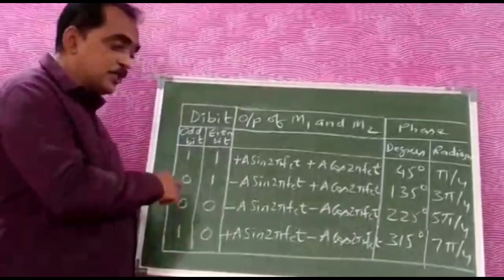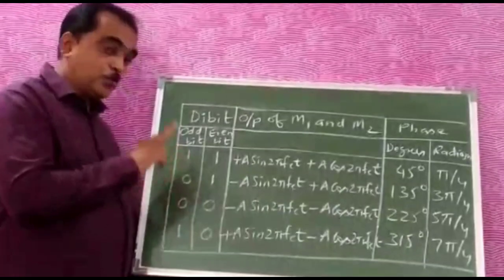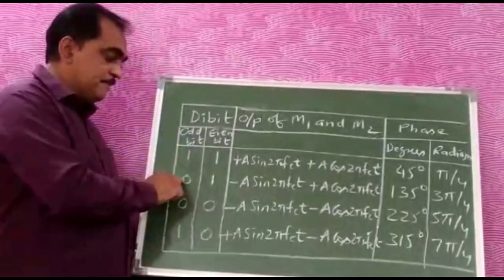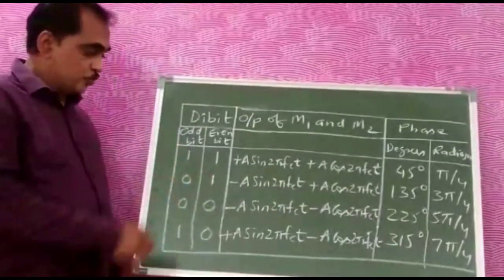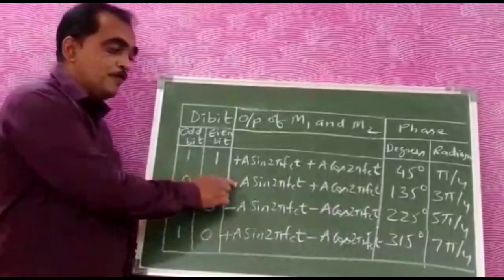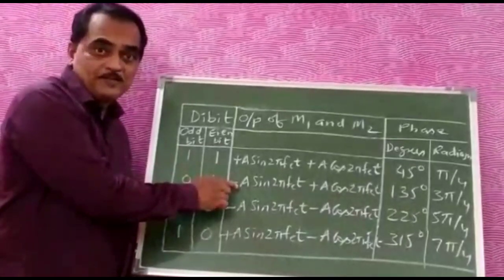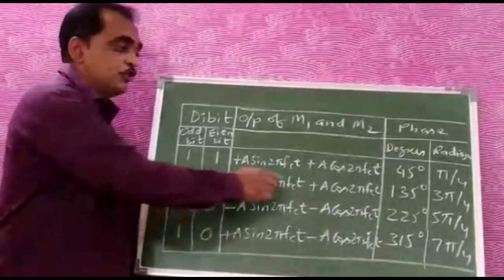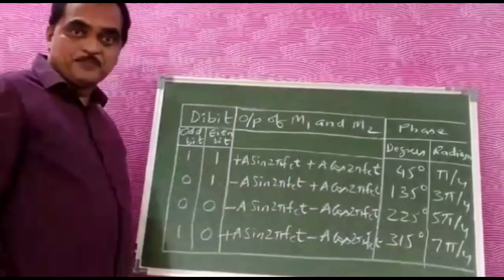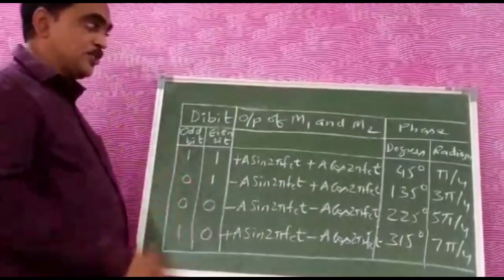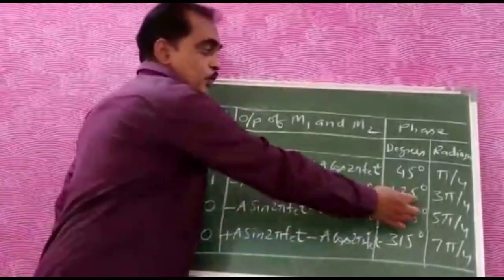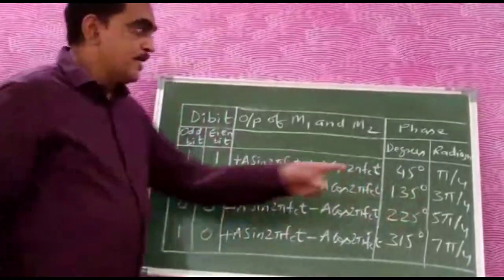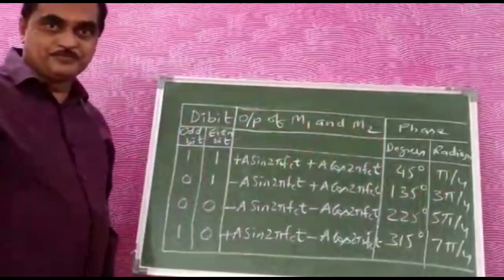Similarly, if the combination of the input bits, that is the pair of bits, is 0, 1, so the first one is 0, the output will be minus A sin 2 pi fct. And the second one is 1, so it will be plus A cos 2 pi fct. If you take this combination, the phase shift will be 135 degrees, or 3 pi by 4.